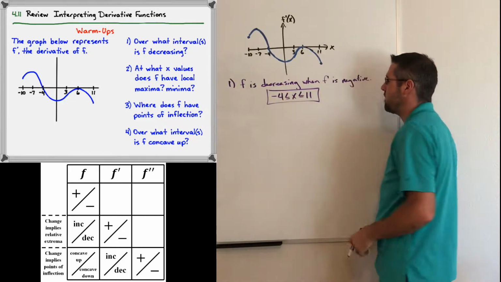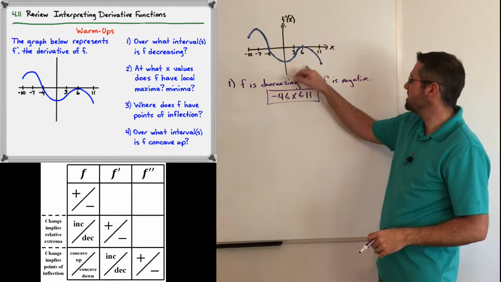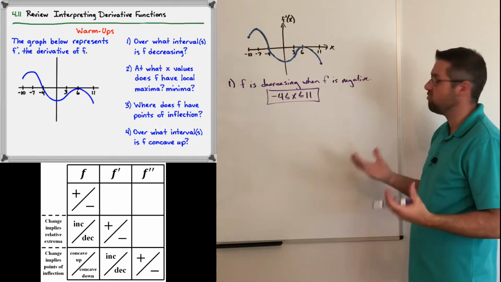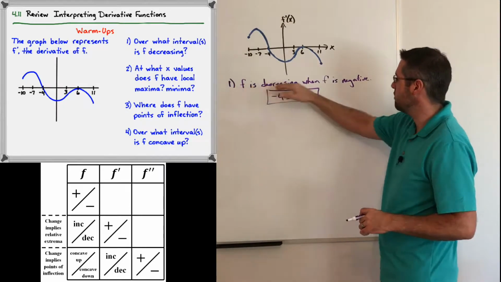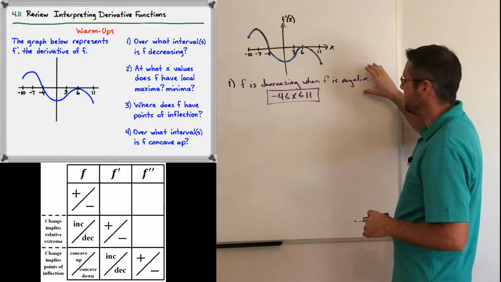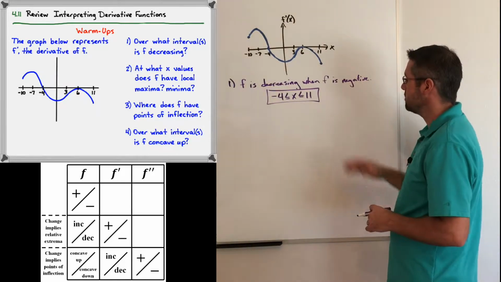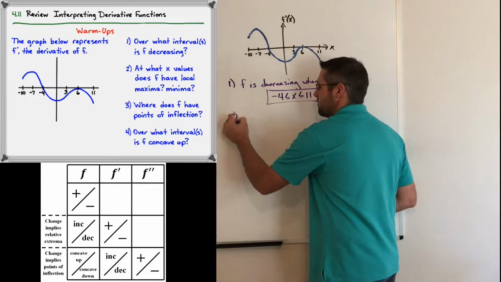And again, in the past, we've talked about technically f prime is not negative when x equals 6. F prime is 0 there. So a better way to justify this might be to say f is decreasing when f prime is less than or equal to 0. But anyways, that's the answer for number one.